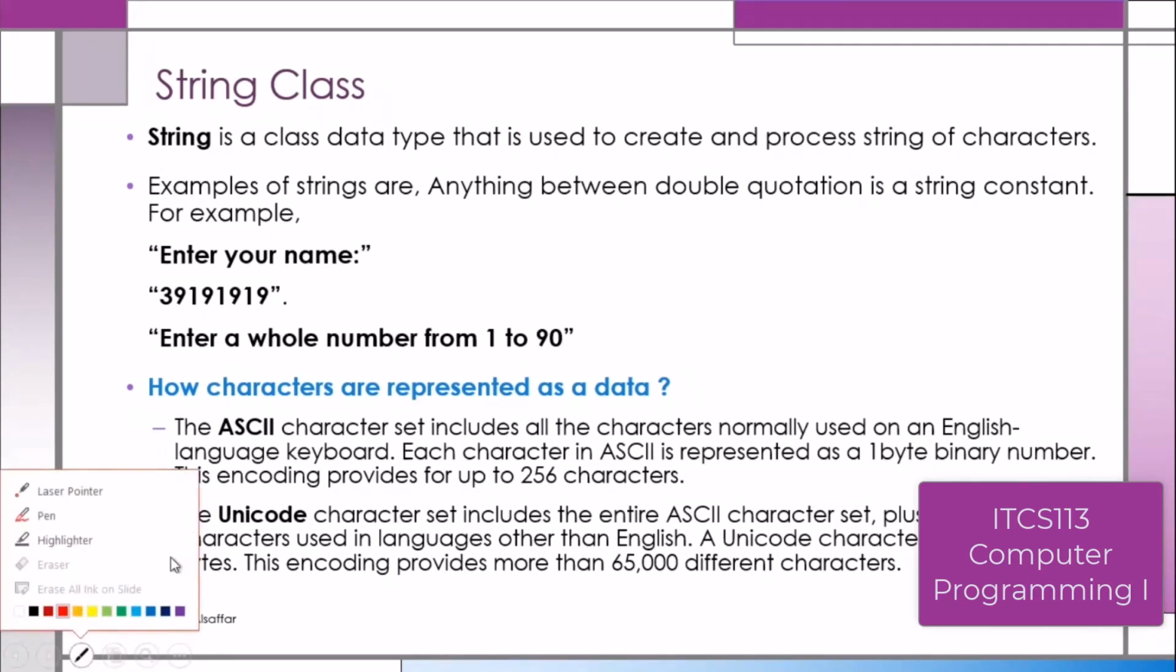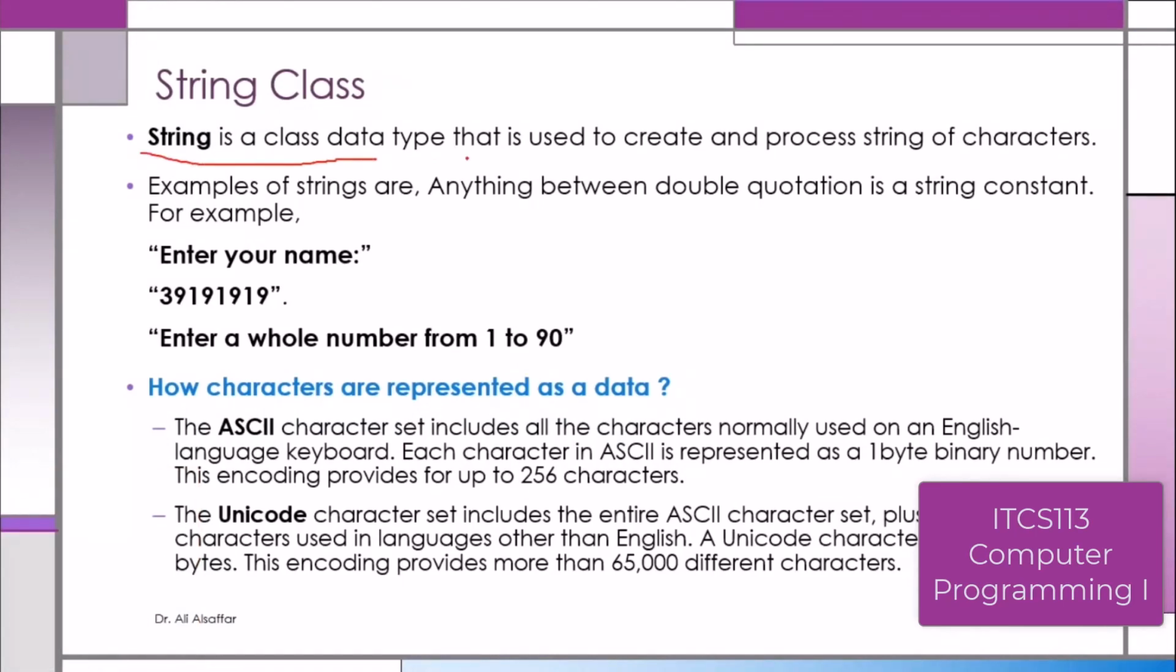So what is a string? A string is a class data type that is used to create and process a string of characters. When we say string of characters, it means more than one character. What is a character? Just to remind you, a character is either a letter, or a number, or any other symbol, like enter, dollar sign, brackets, etc. We combine them all together and we call them characters.